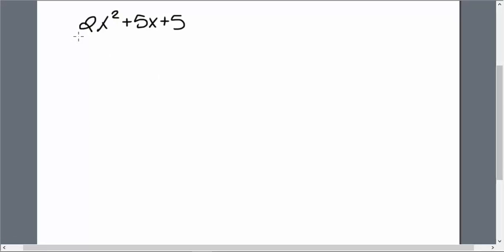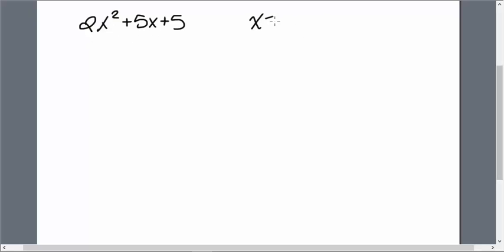Alright, so for this one, we're going to try and solve by factoring. That should usually be your first guess. So I'm looking for a pair of numbers that multiplies to 10 but adds to 5. And you'll notice that the problem is that there are no numbers that work like that. So if it cannot be factored, we are going to use the quadratic formula.